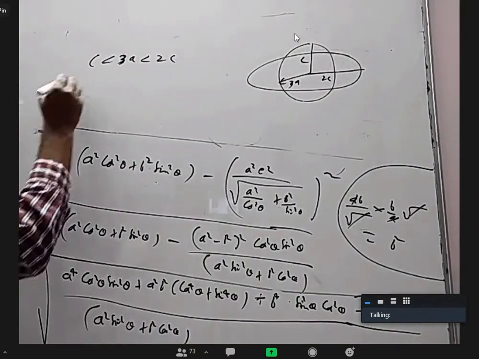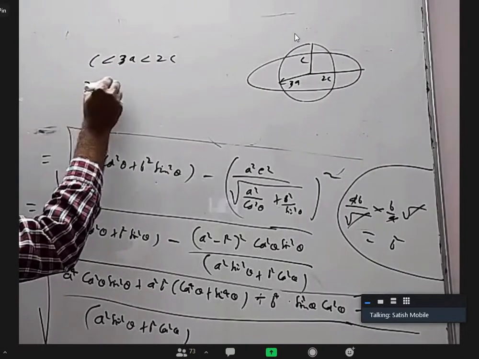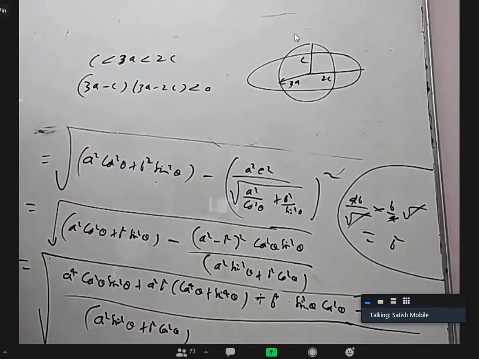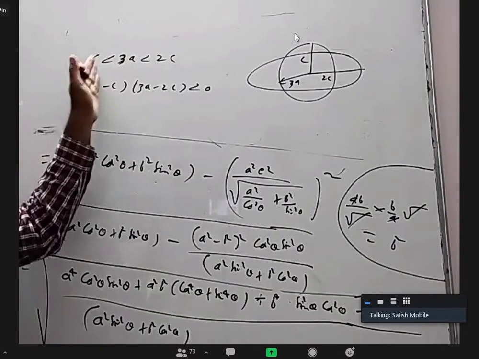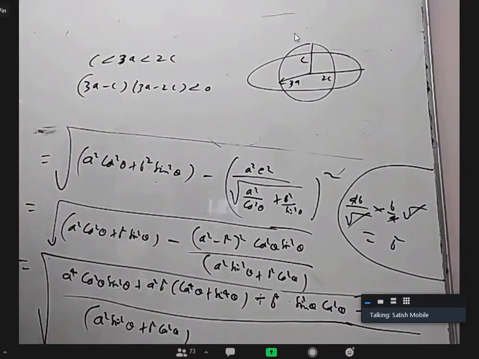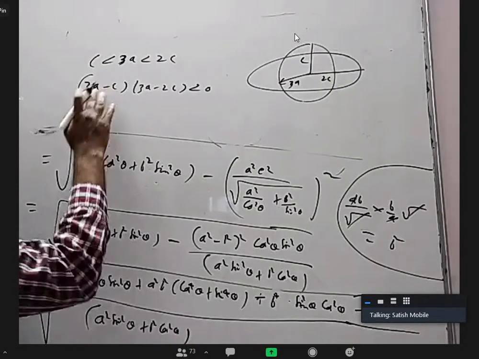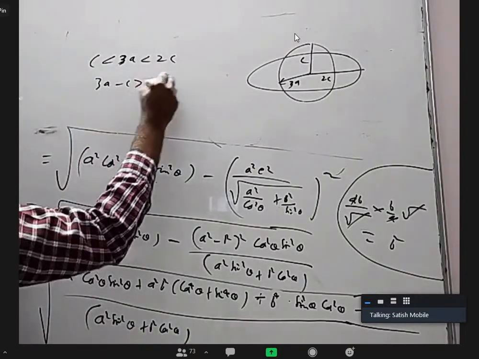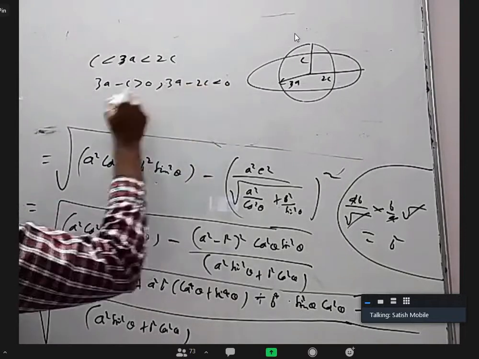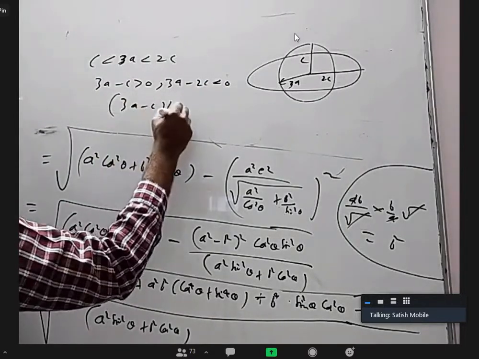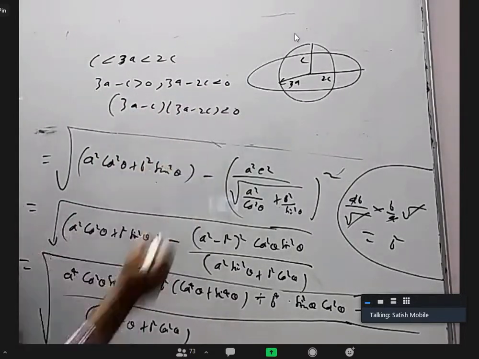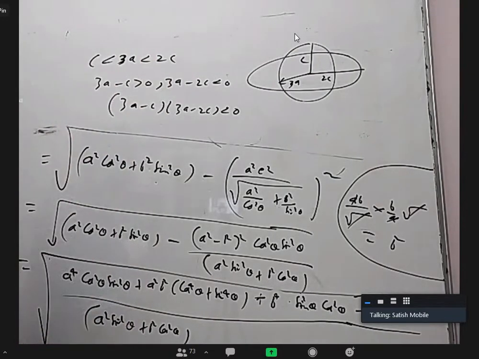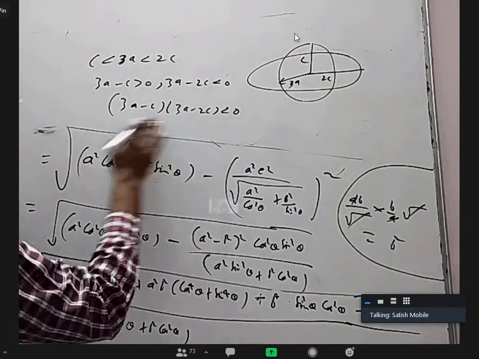Okay. So then I can write 3a minus c into 3a minus 2c less than 0. One of them should be positive, one negative, right? You can even say separately that 3a minus c is greater than 0, 3a minus 2c is less than 0. So 3a minus c into 3a minus 2c less than 0. Or in a quadratic equation, if you want x to be between alpha and beta, x minus alpha into x minus beta is less than 0. So if I expand this, that's the answer.